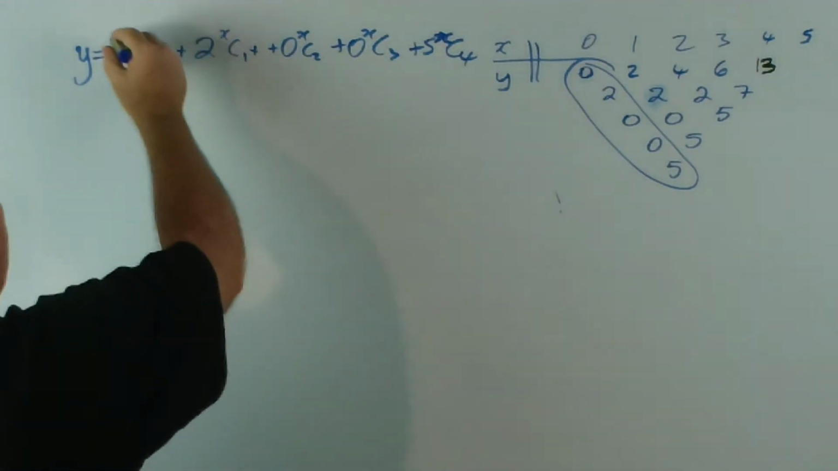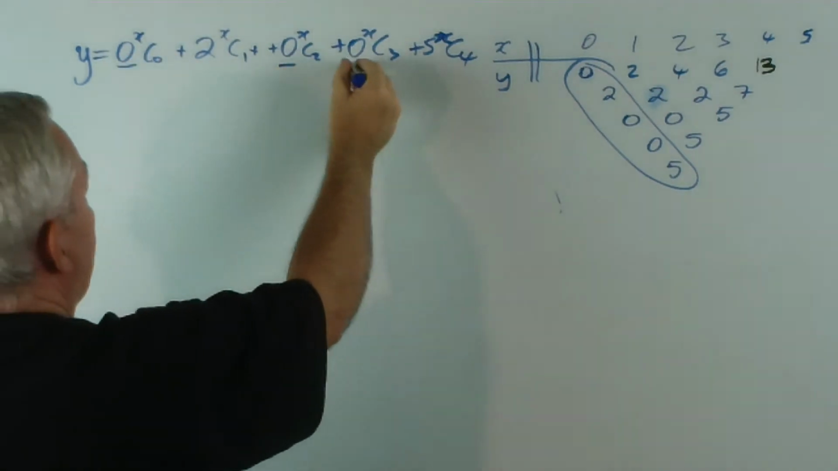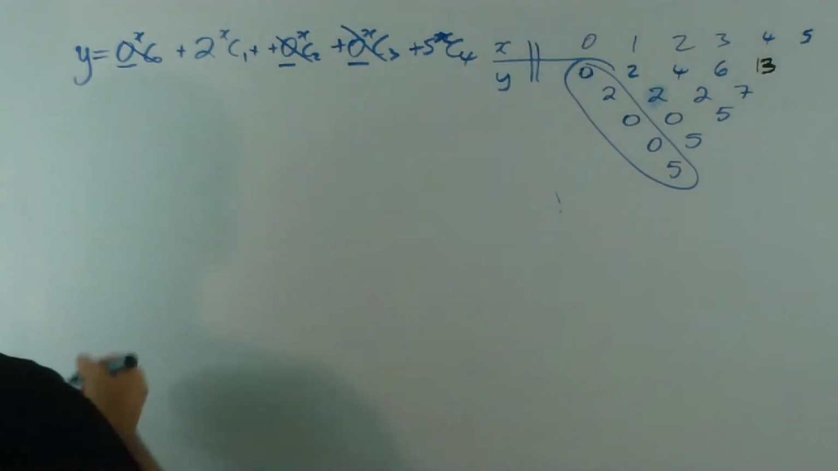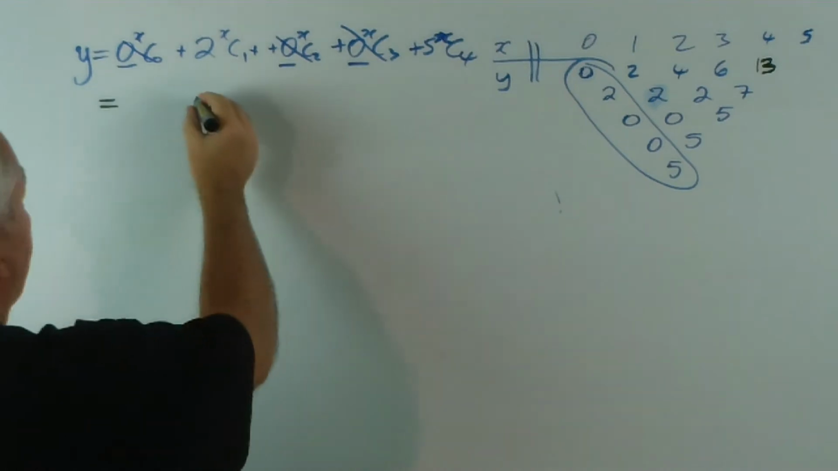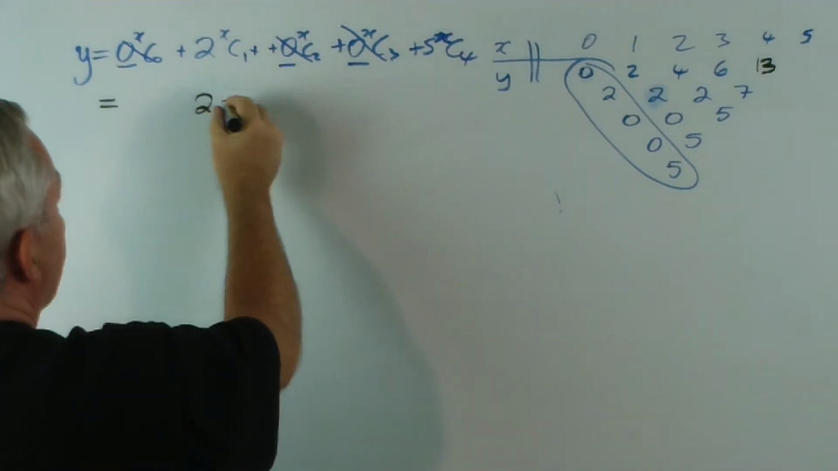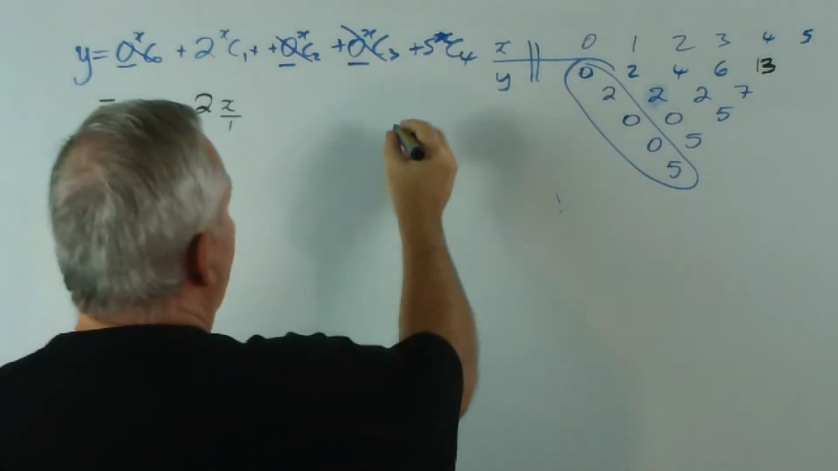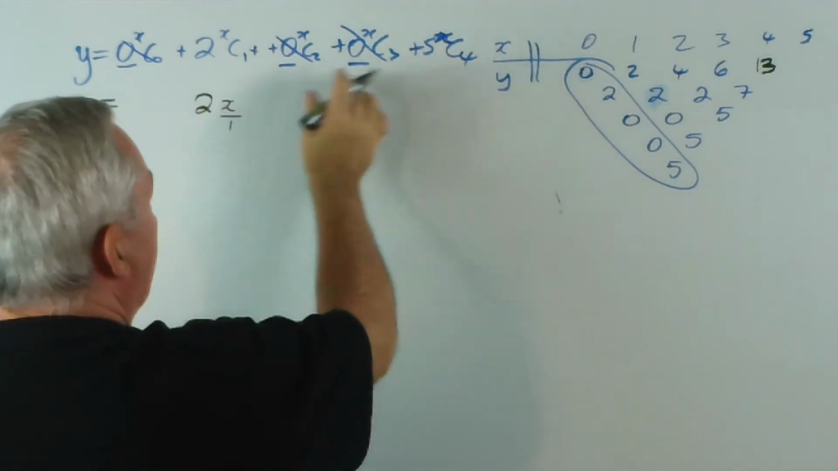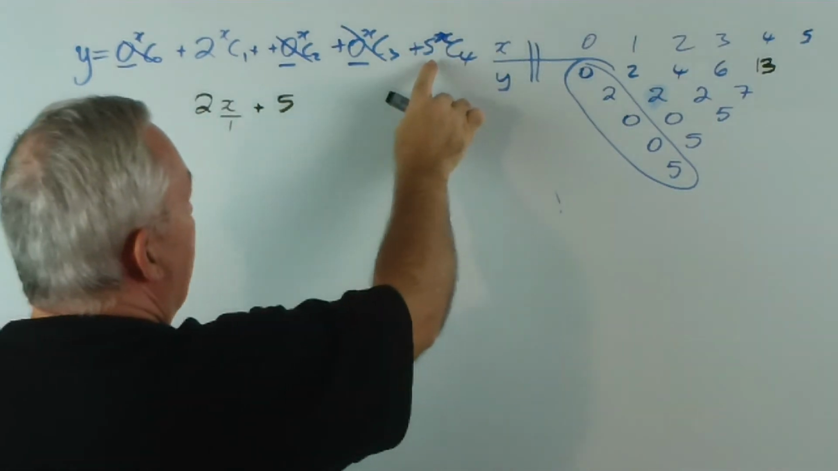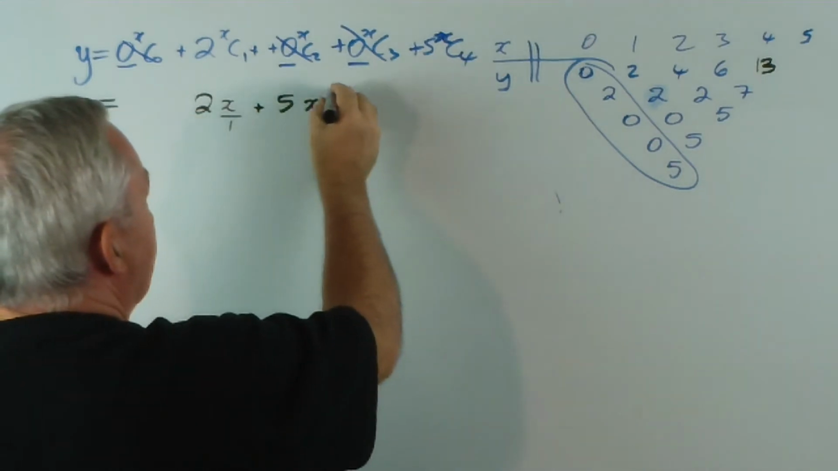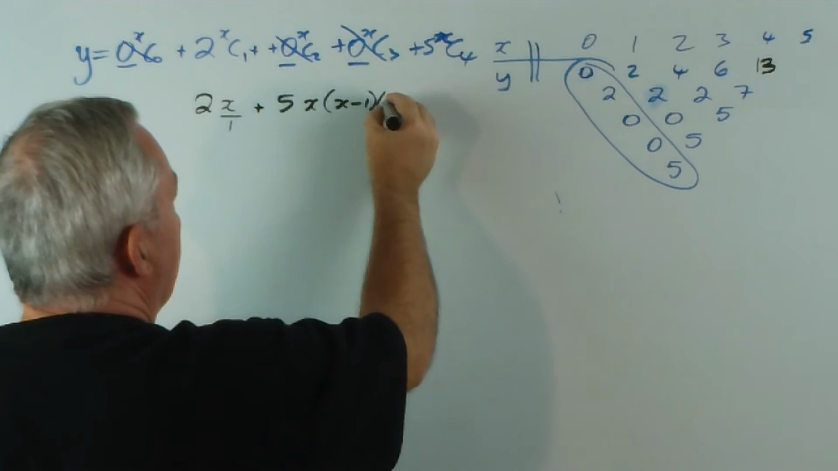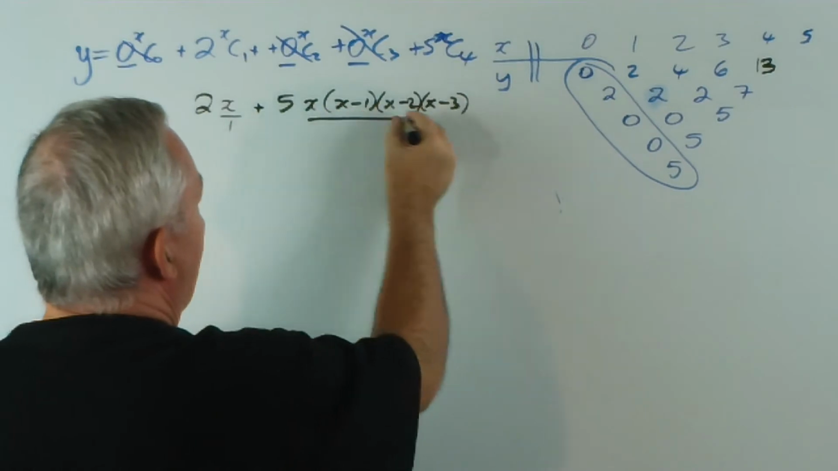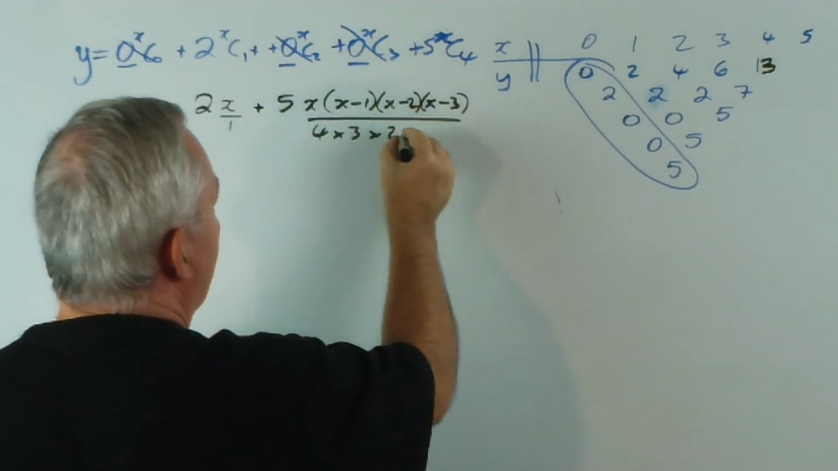Now the nice thing here is that because we have coefficients of 0, these terms are not going to contribute to our result at all. So what is our answer going to be? It's going to be 2 times xc1, which is just an x over a 1, plus 5 times xc4. Now xc4 is going to have 4 terms on the top: x, x minus 1, x minus 2, x minus 3, over 4, 3, 2, 1.